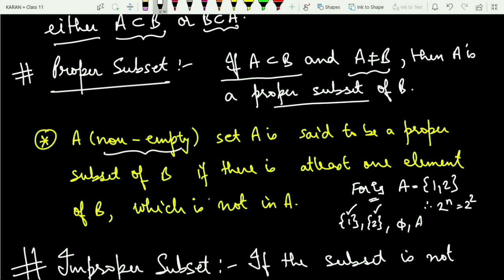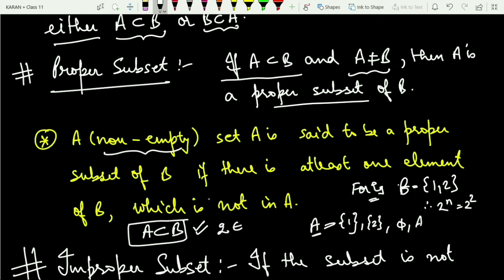So let me call this A and let me call this B. If I say A is a proper subset of B, can I say this? Yes, I can. Why? Because there is at least one element in B. What is that element? That is 2, which belongs to B, but 2 does not belong to A. So in that situation only you will say that A is a proper subset of B.